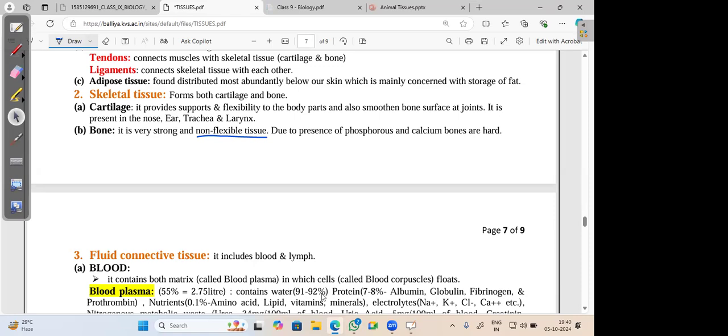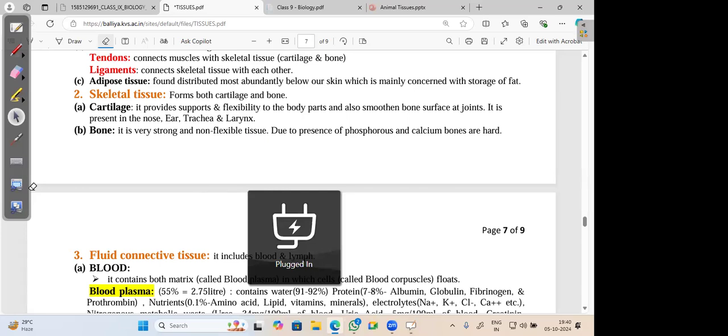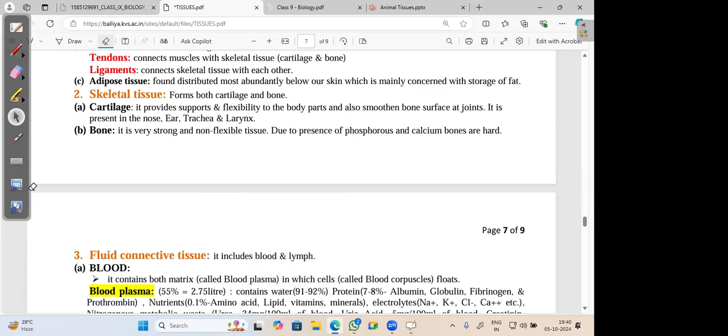So these are your skeletal tissue. Now the fluid connective tissue, as you know, is blood and lymph. So see, what does blood consist of? What does lymph consist of? In the next class, we'll go into the detail of the bone. We'll see what the bone consists of. We'll see how the cartilage is made.